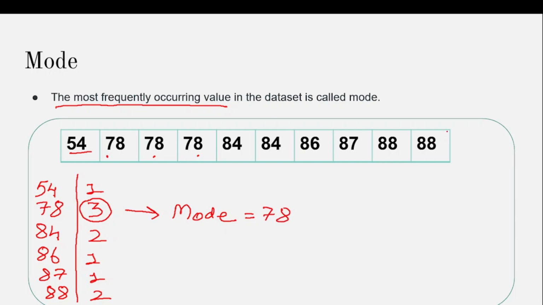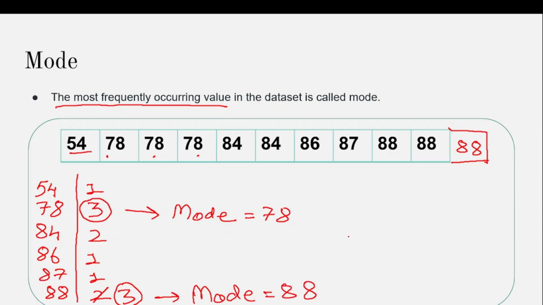Now let us consider if there is another element 88. In this case, the frequency of 88 will also become equal to 3. Now I have two elements with the same maximum frequency. So in this case, I will have two modes, and I will call my data distribution bimodal. I hope this is clear to you.